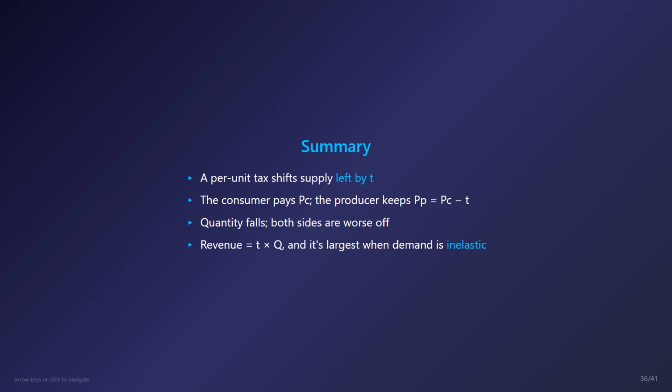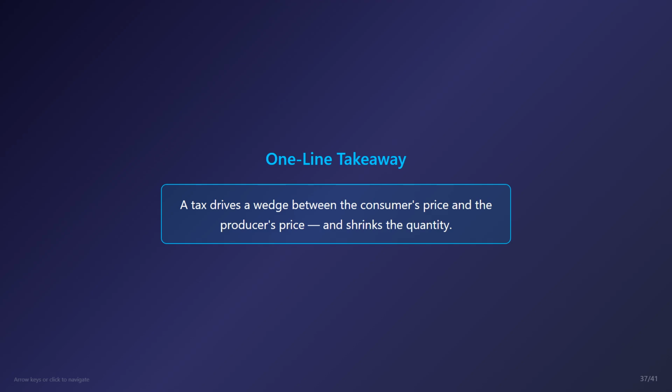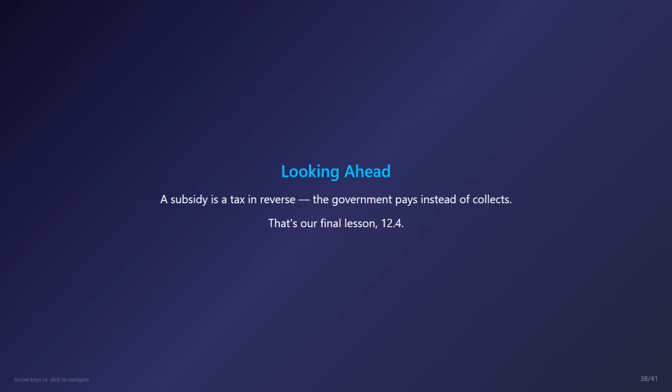Let's summarize. A per-unit tax shifts supply to the left by the size of the tax. The consumer pays PC, while the producer keeps PP, which is PC minus T. The quantity falls, and both sides are worse off. The revenue is T times the quantity, and it's largest when demand is inelastic. The one line to remember: a tax drives a wedge between the consumer's price and the producer's price, and it shrinks the quantity traded.